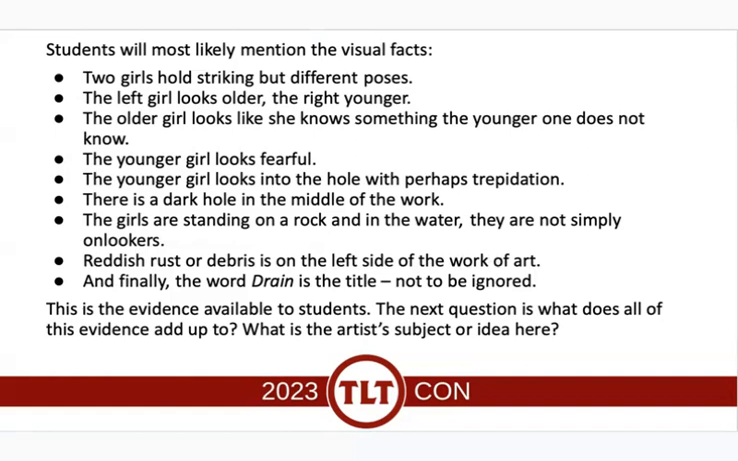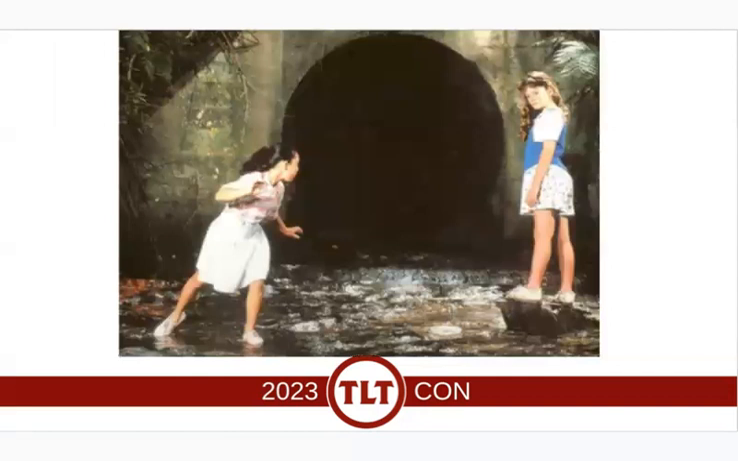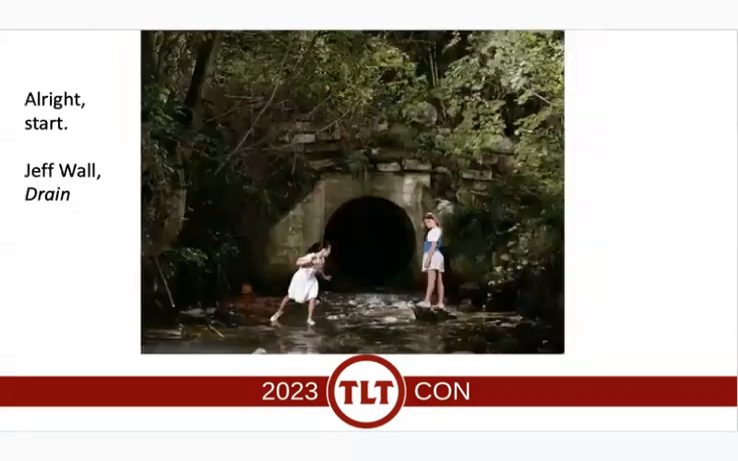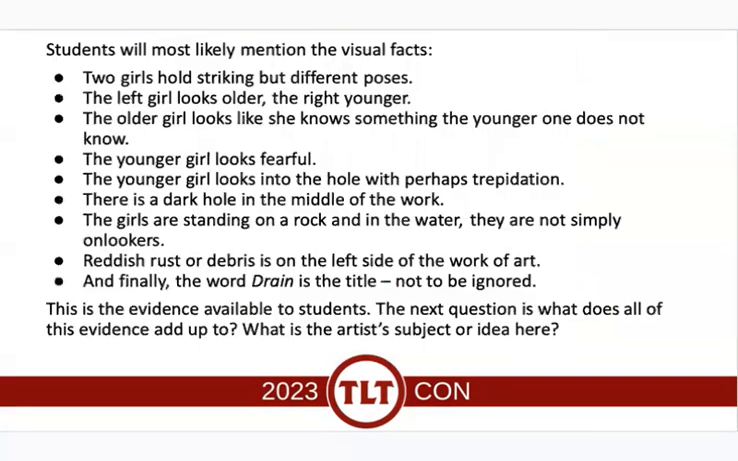They're experiencing it. And we notice that on the lower left, there's some reddish rust or leaves there. And finally, we don't want to forget when we look at this, there is a title to it, and the artist always chooses the title, and that's called Drain. And there's our evidence mainly. There's a bit more because this painting relates to an early Cézanne painting, etc., but we don't need to get into that. But our question is, what does all of this evidence add up to?